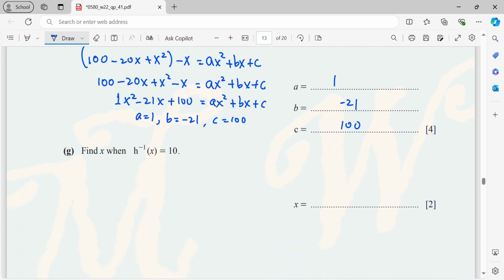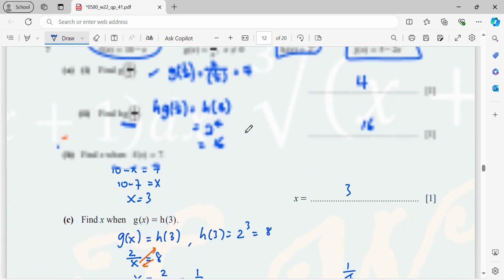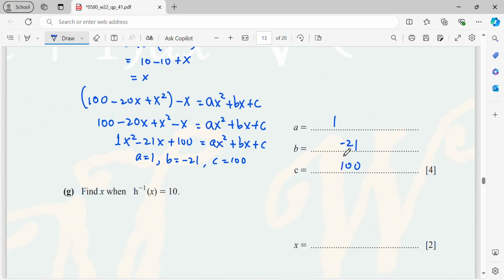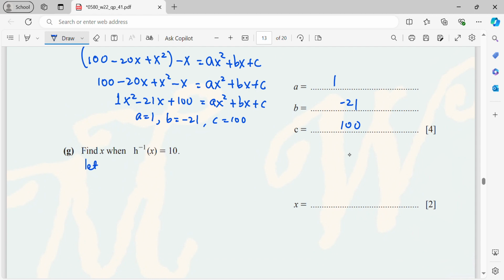Okay, G. Find x when h inverse x is 10. So look at the hx first. Your hx is 2 power x. So now I will write let y equals 2 power x. Because the x is a power, so probably I will just write hx equals 2 power x. Alright, so now h inverse x equals 10.